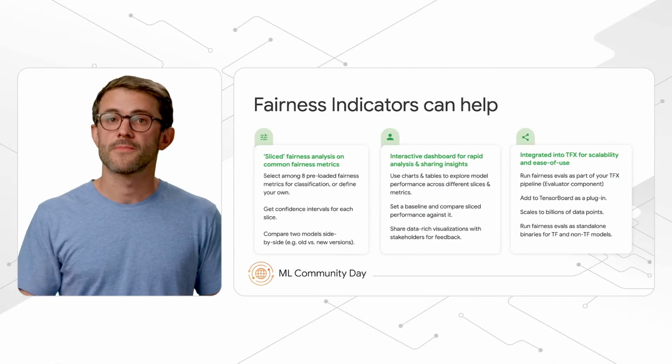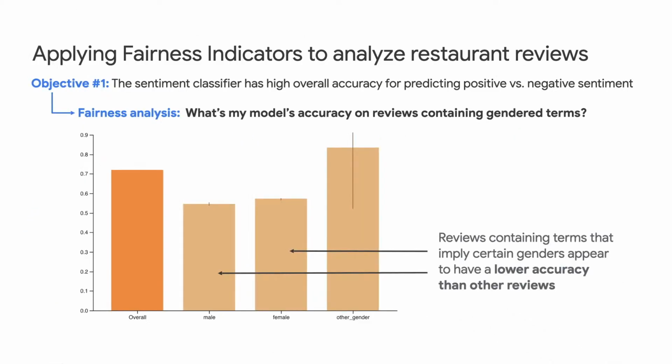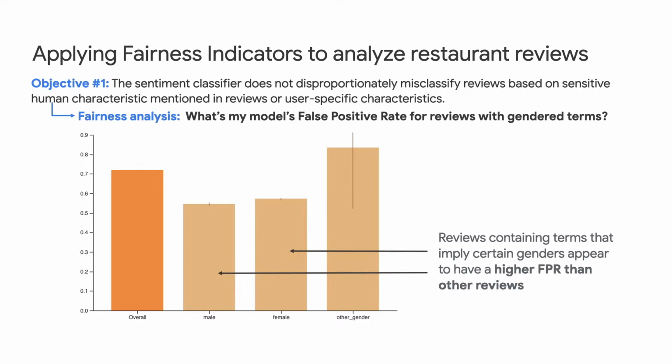Now we turn to our second objective, which is to minimize any differences in error rates, and specifically false positive rates. This graph shows us that reviews containing terms that imply certain genders tend to have a higher FPR than other reviews, especially for the male gender. This means that they are far more likely to be classified incorrectly as positive, which could lead to biased, misleading conclusions for your assessment efforts.